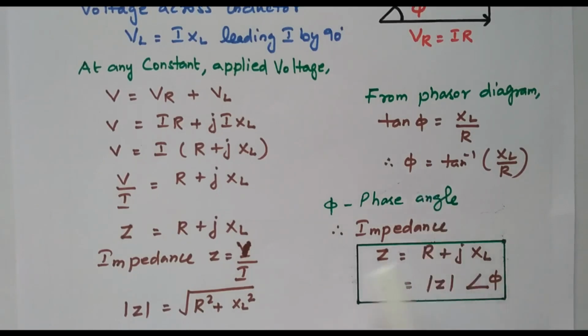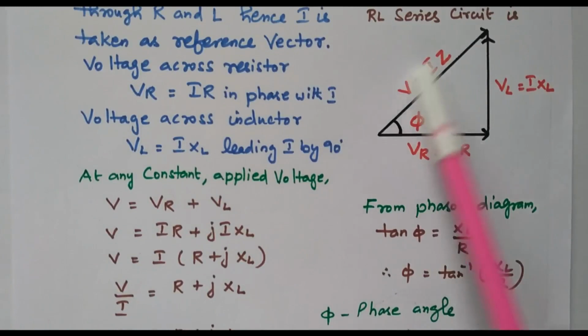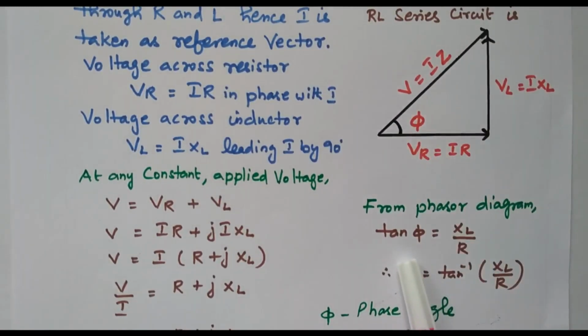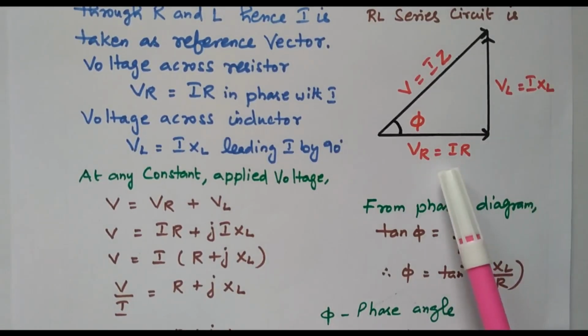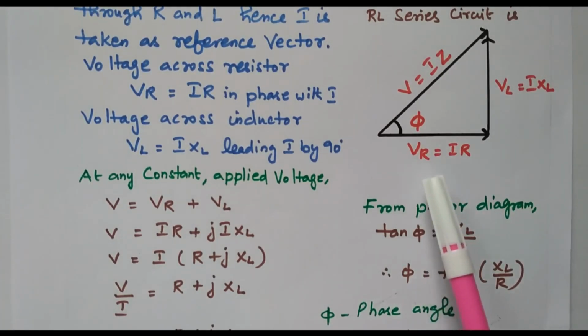Now there are two forms available, the rectangular form and the polar form. We'll see that. For that we need an angle. From this phasor diagram, we can calculate tan phi. Tan phi equals opposite side by adjacent side, IXL divided by IR. The I's got cancelled, so XL by R. So phi equals tan inverse XL by R. The angle between the voltage drop across resistor and inductor is nothing but tan inverse XL by R.